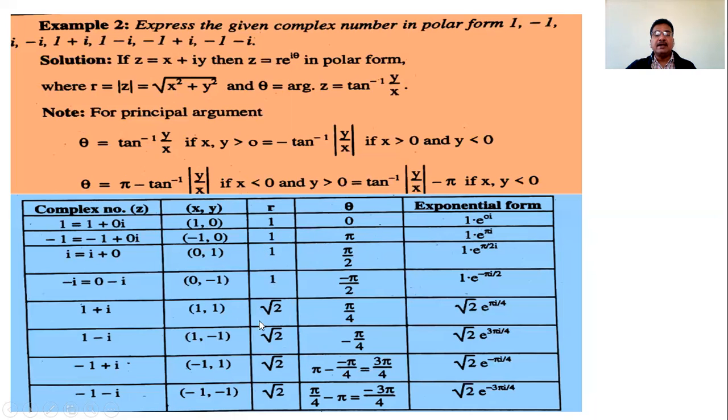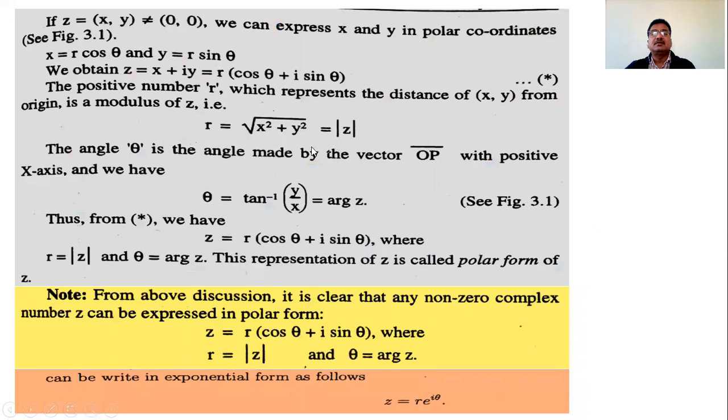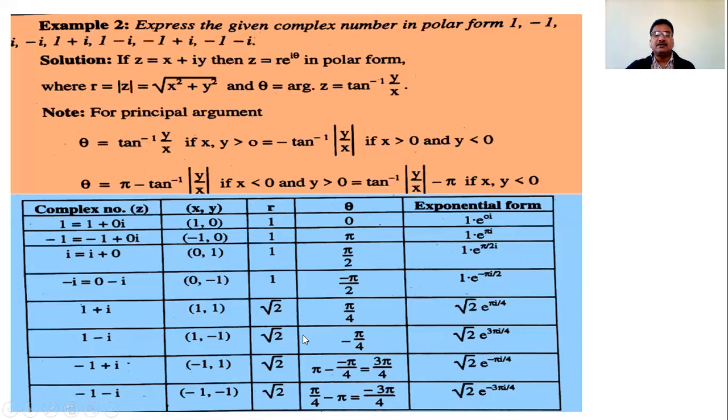And if I have to write the polar form of the number 1 plus i, then what is its polar form? Write one more column, polar form. The polar form is root 2 in bracket cos pi by 4 plus i sin pi by 4. So write the answer in the polar form of 1 plus i.